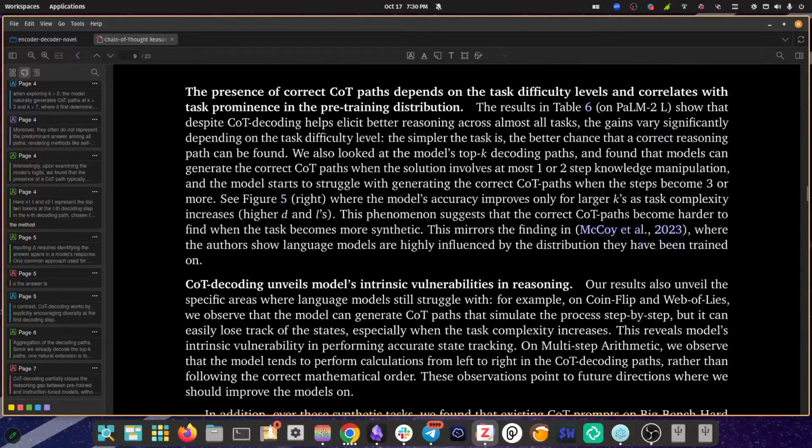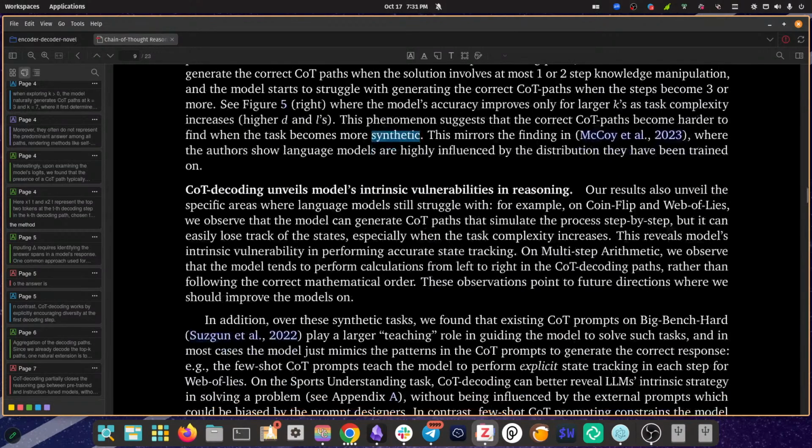Let's see. Phenomenon suggests that the correct COT paths become harder to find when the task becomes more synthetic. What's the definition of synthetic here? I wonder. Mirrors the finding in McCoy. Is this going to give me a title? Embers of autoregression, understanding large language models through the problem they are trained to solve. Interesting. Might have to grab that one. Where the authors show highly influenced by the distribution they have been trained on.